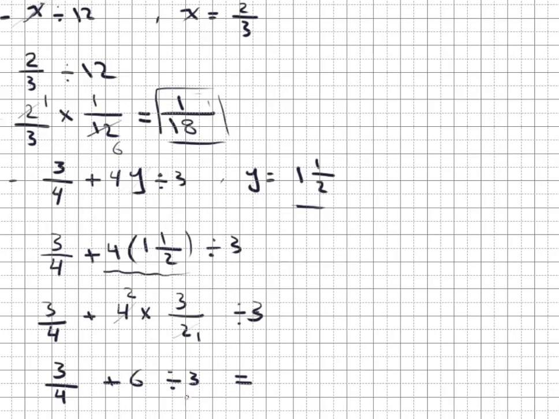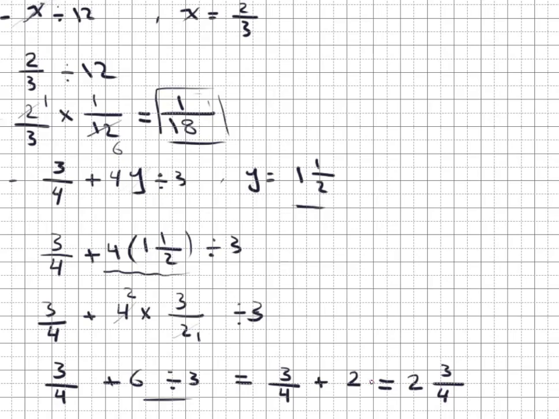Now we have only division and addition. We will do the division first. 6 divided by 3, the answer is 2. And don't forget 3 over 4. The addition here is very easy. 3 over 4 plus 2, the answer is 2 and 3 over 4. Now the answer is finished.